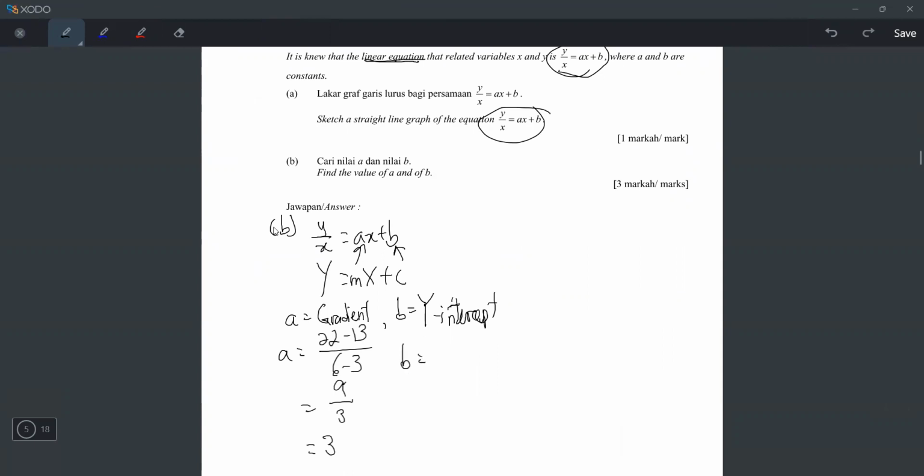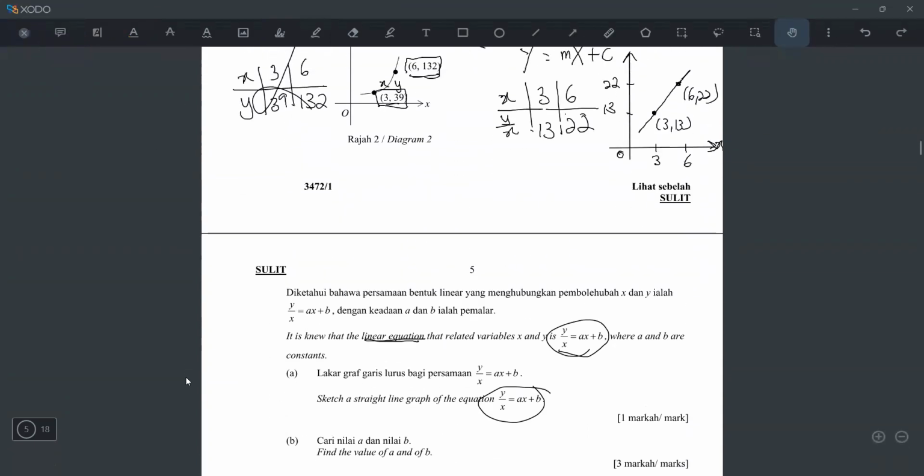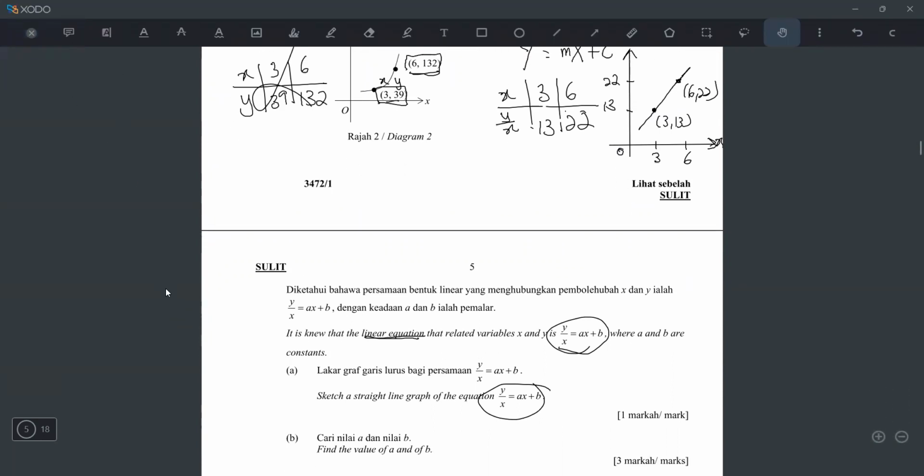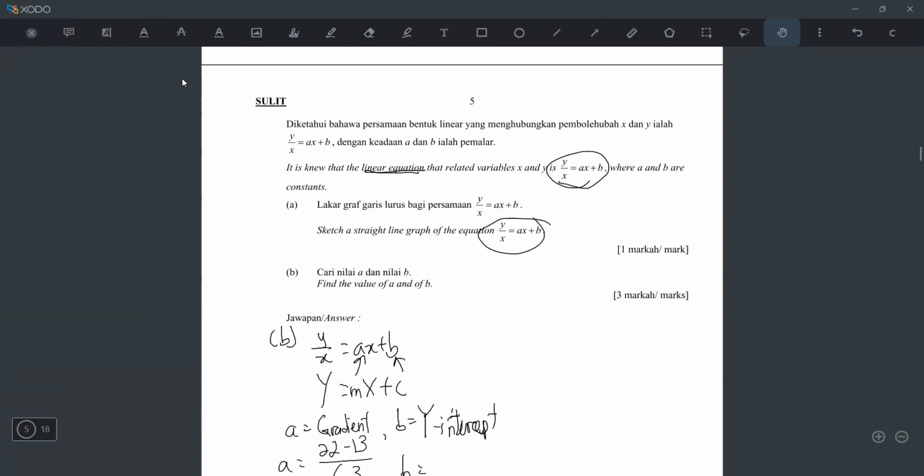What about the value of B? Okay, how to get the y-intercept? Obviously, I cannot get my y-intercept from the graph because I didn't draw it on graph paper. If I drew it on graph paper, I could just extend the line and use my eyes to determine the y-intercept. But even if I extend the line, it doesn't tell me the y-intercept. So what I have to do is use the passes-through method.